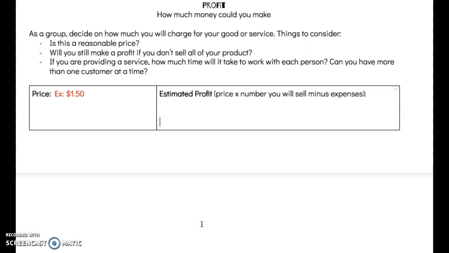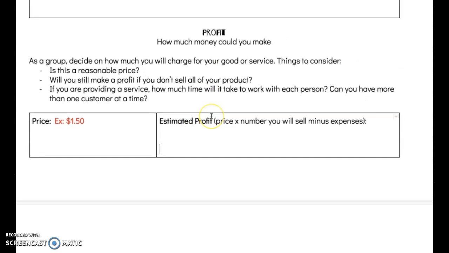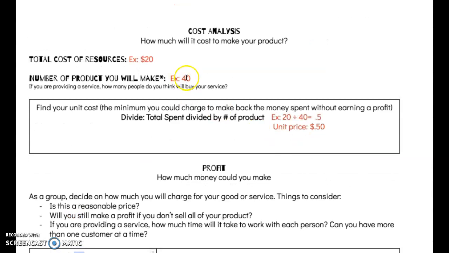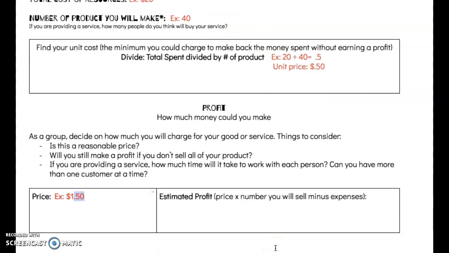So our last step is to figure out our estimated profit. So again, the formula for profit is that we multiply our price, our final price, times the number that we're going to sell. So for me, that number is 40, minus our expenses. Because remember, we can't include our investment. We can't say, oh, I just made $1.50 times 40. You have to think about what you spent on your product.